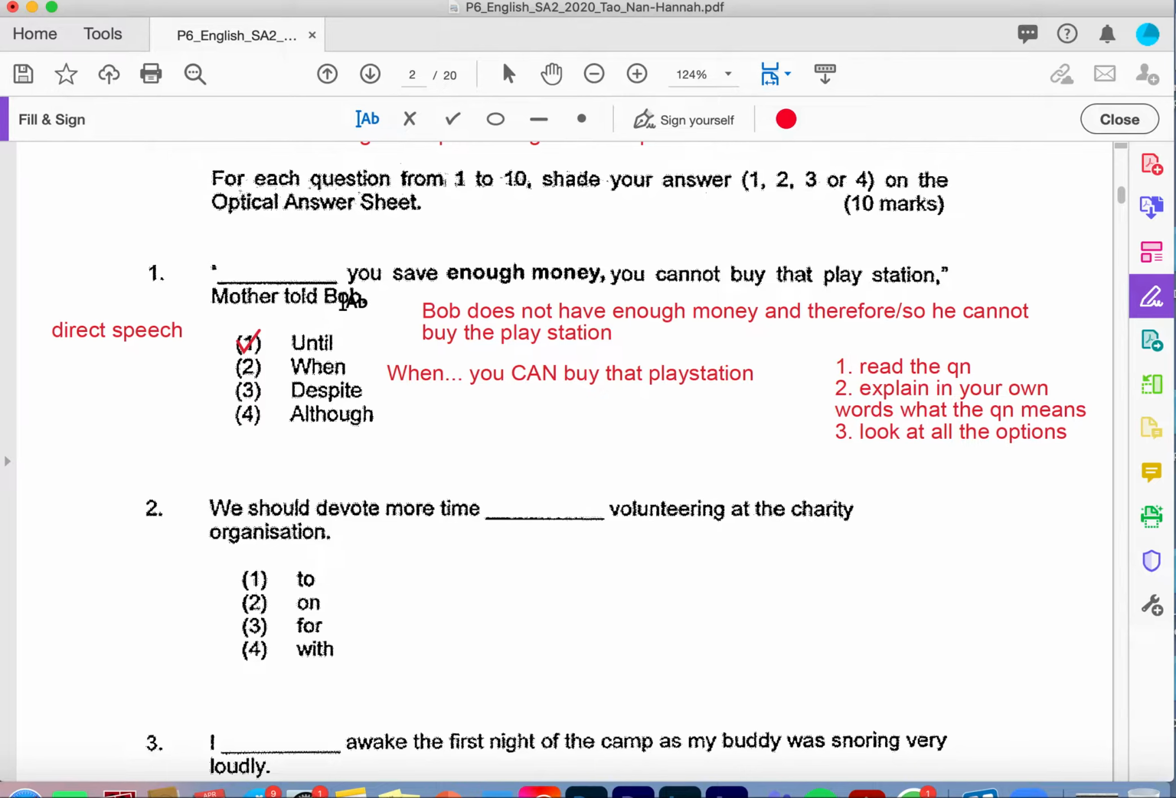Third, look at all the MCQ options. This is what you do when you get a grammar question. First you look at this blank: "You save enough money, you cannot buy that PlayStation." Let's try from the bottom: "Although you save enough money, you cannot buy that PlayStation."